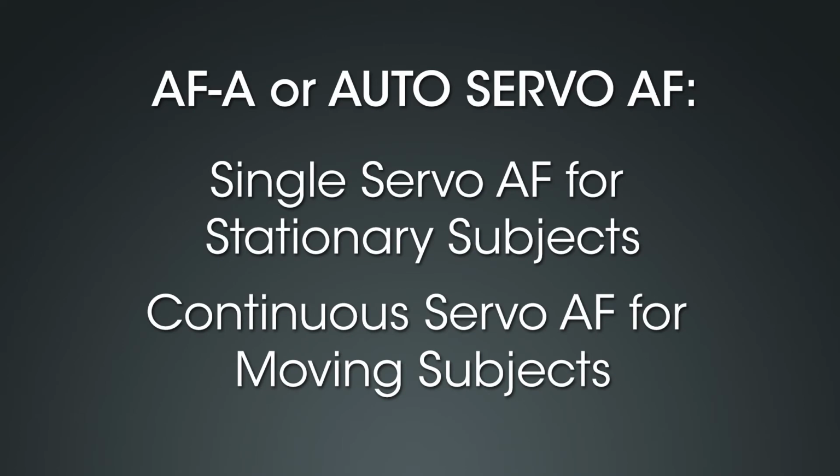In AF-A, or Auto Servo AF, the camera will automatically decide whether to use the single servo AF or the continuous servo AF, depending on whether or not the subject is in motion. In this mode, the camera will switch from single to continuous servo automatically if a still subject starts moving.